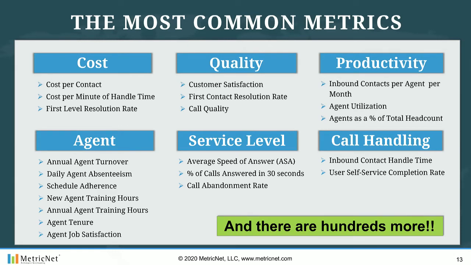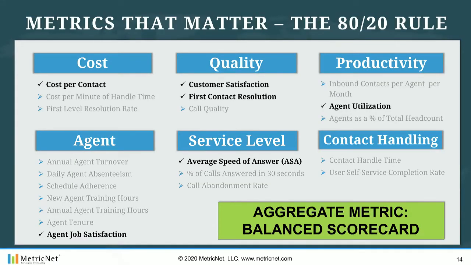Now, the good news is you don't have to create a great big metrics bureaucracy in order to leverage your metrics for success. There is an 80-20 rule, and we've summarized that here on page 14. The metrics highlighted represent those that matter the most: cost per contact, customer satisfaction, first contact resolution rate, agent utilization, a productivity metric that drives cost, agent job satisfaction.